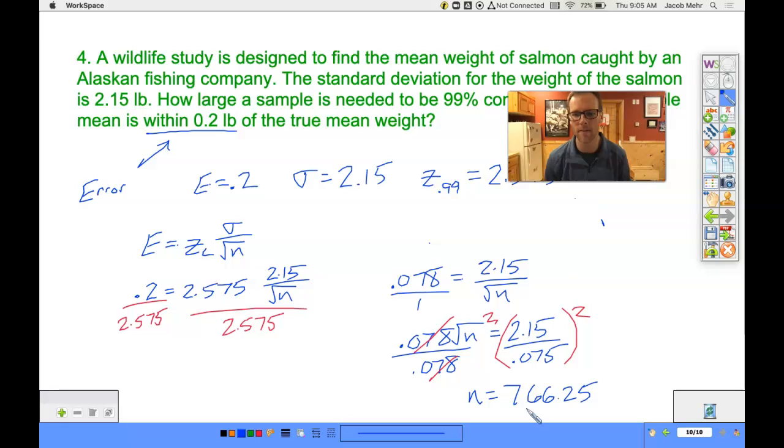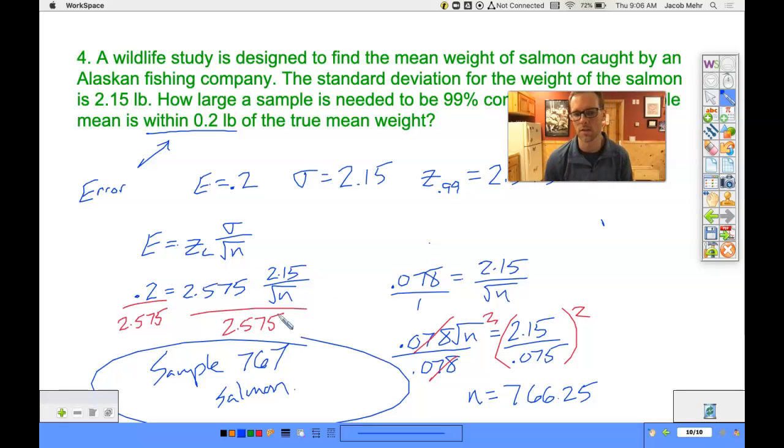Now, can we have a sample of 766.25 salmon? No. So do we round it down to 766? We wouldn't do that either, because that makes our sample size a little too small to have our error. Okay, when we're talking sample size, we always want to round up. The bigger the sample, the smaller the error is. If I round this down, it's going to cause my error to be a little bit bigger. So our sample is going to be 767 salmon.